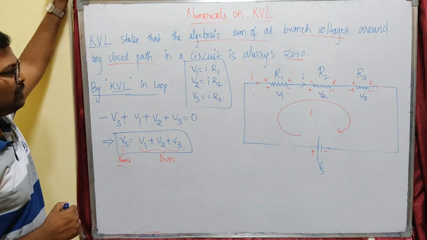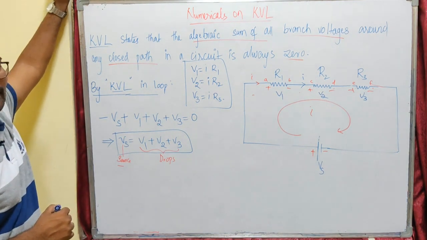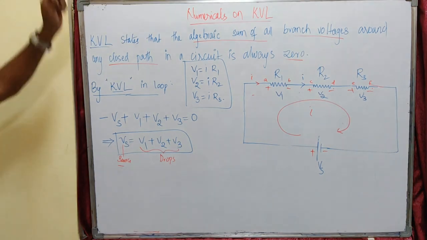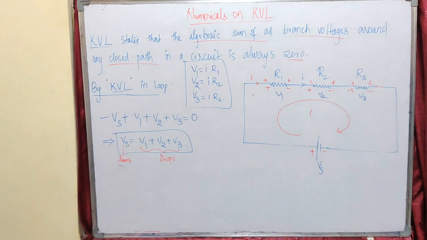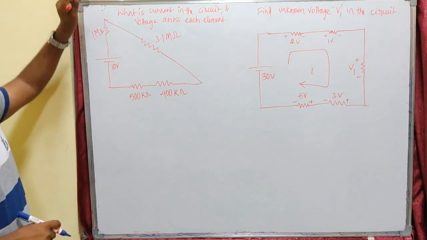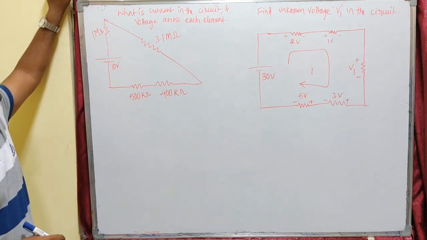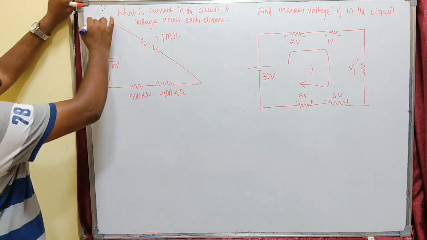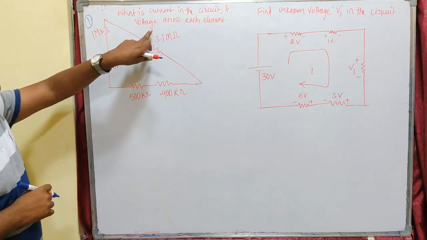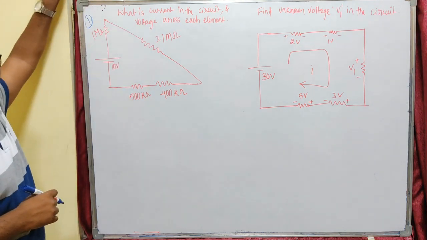Now let us take some examples, and we are going to write the KVL expression in the loop. Here we have two problems based on KVL. The first problem is: what is the current in the circuit and the voltage across each element in the circuit?